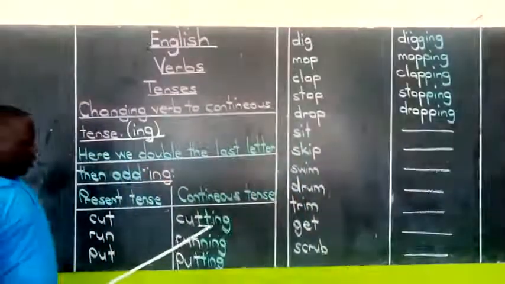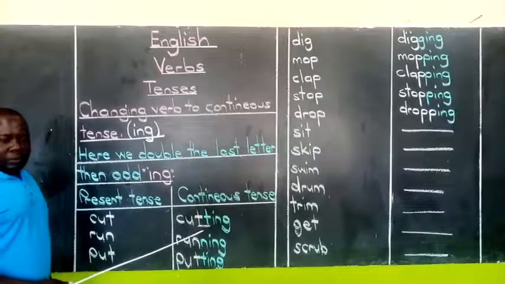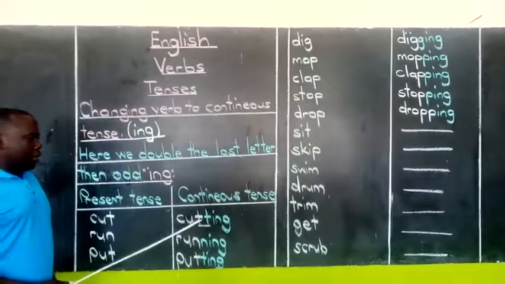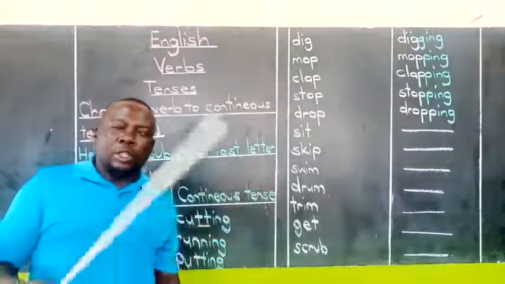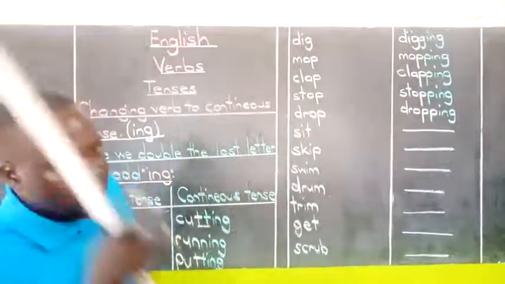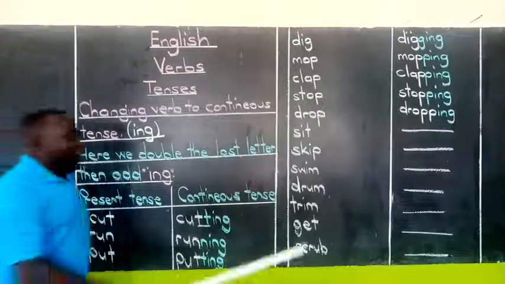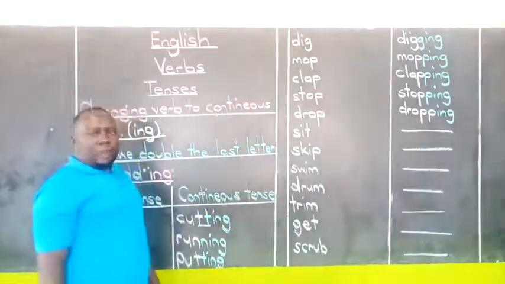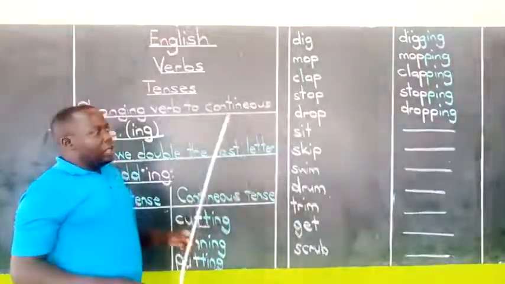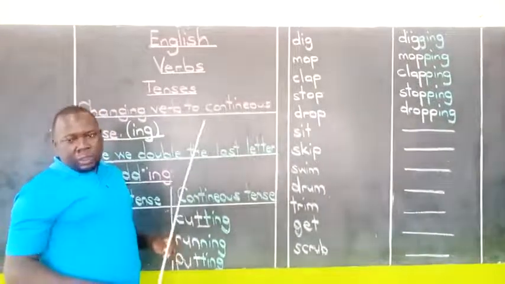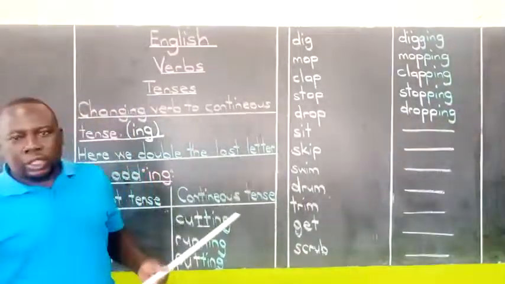Double the last letter. This is what is called double. Double means two, which are the same. Okay? Don't put T and C and you say that they are double. No. Double means two things which are the same. That is double. And we have done it. So you can complete the table by following the instruction that double the last letter. Then add ing.